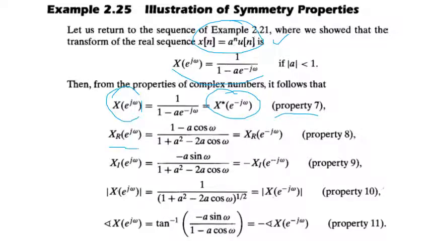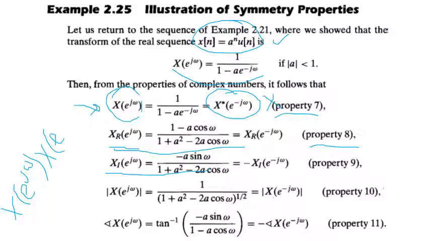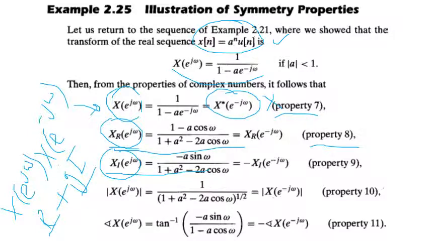If you want to find the real part, here we have real and imaginary parts. So how can we find the real part? You can use property 8 and take the complex conjugate of this equation to find the real part. And for the imaginary part, you can take the complex conjugate. If you multiply X of e raised to the power j omega with X of e raised to the power minus j omega, you will get real terms and imaginary terms. The real terms are these and the leftover imaginary terms are these.